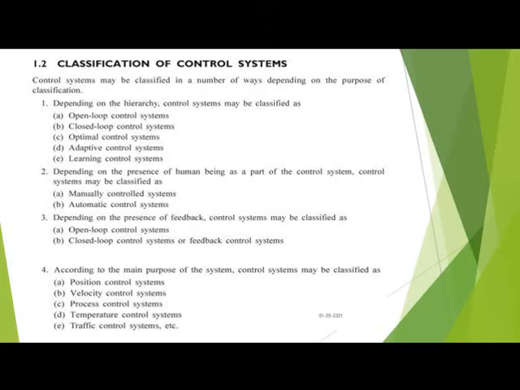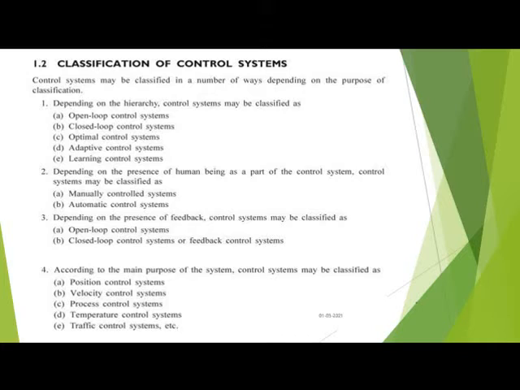Generally, control systems may be classified in a number of ways depending upon the purpose of classification. The first one is depending on the hierarchy: control systems may be open loop control system, closed loop control system, optimal control system, adaptive control system, learning control system. The second one is depending upon the presence of a human being as part of the control system: manually controlled or automatically controlled.